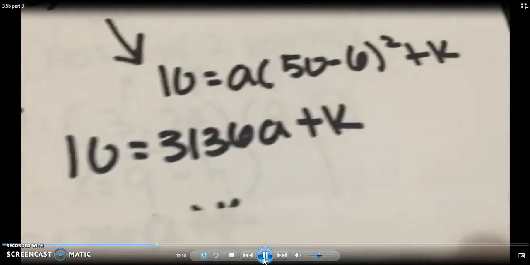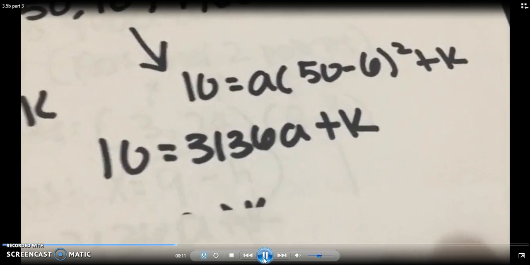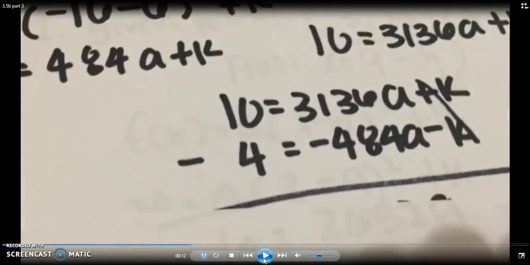And I'm going to do the same thing for my second set of points. 10, your y, equals a parentheses 50, your x, minus 6, your AOS, parentheses squared plus k, which then is equal to 10 equals 3136a plus k. So I'm going to want to cancel out my other variable, which is k, in order to find my a.